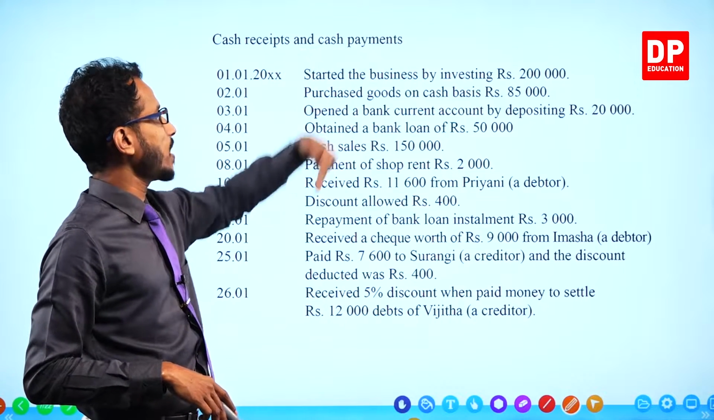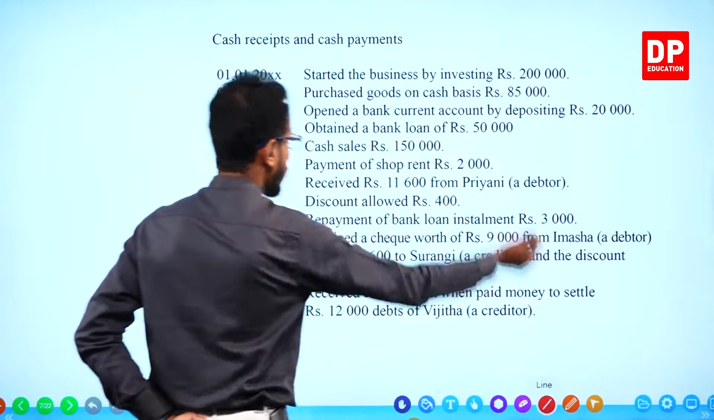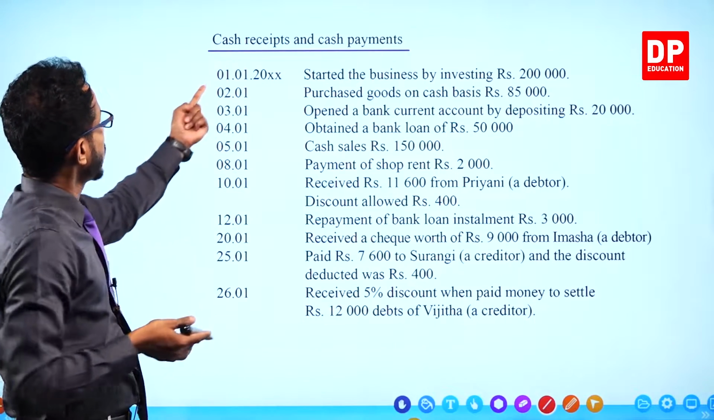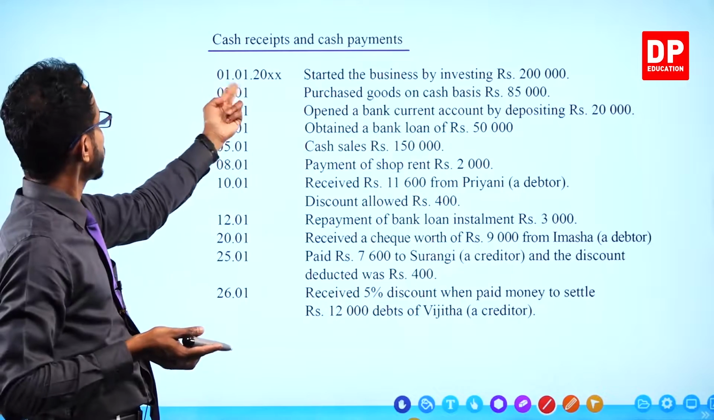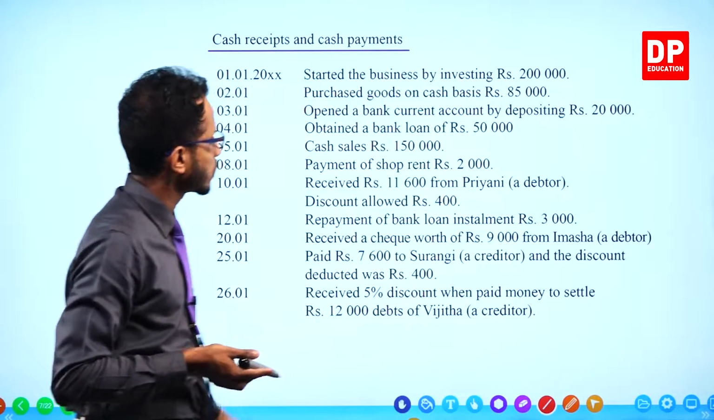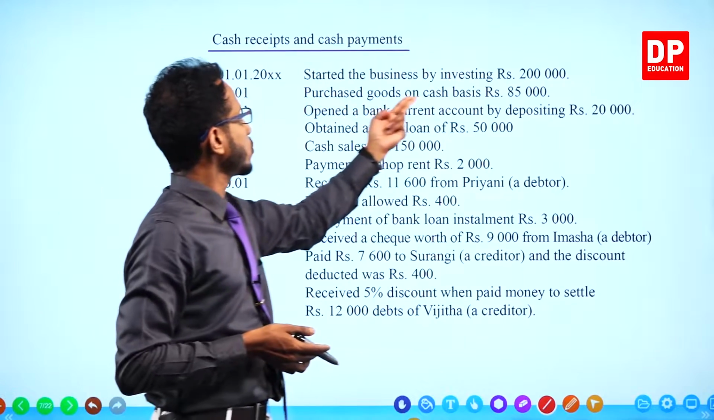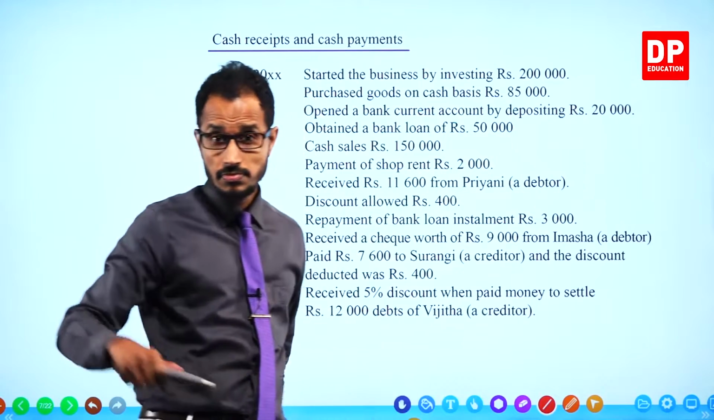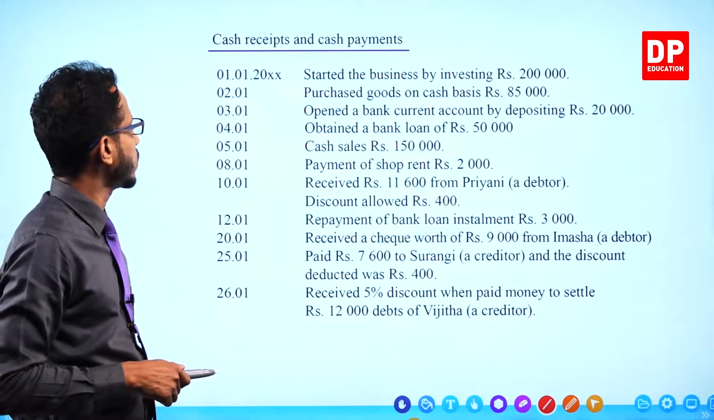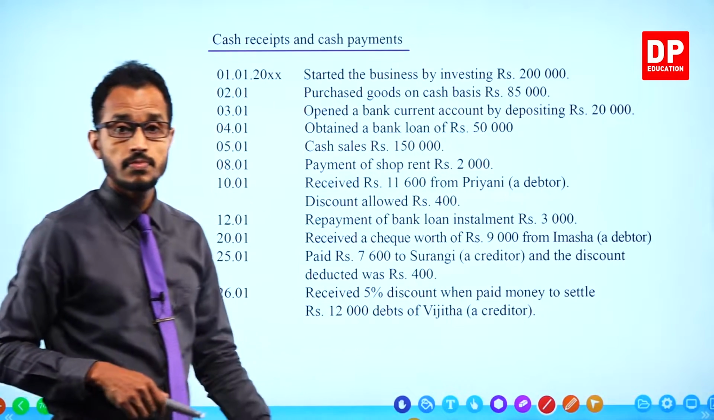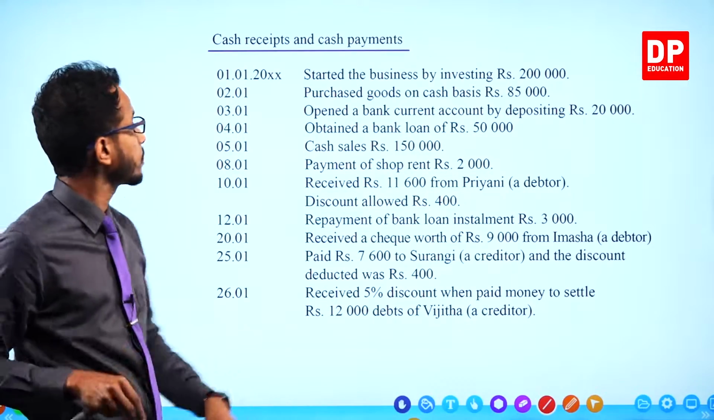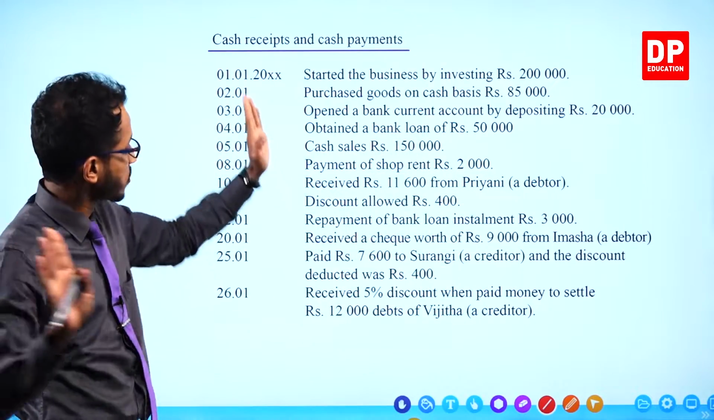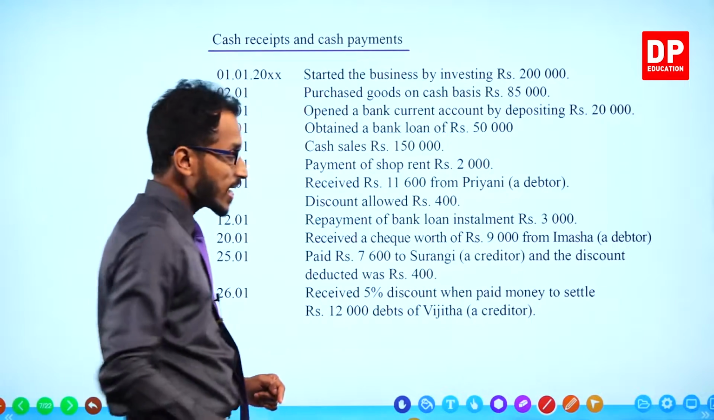Cash receipts and cash payments. We have a list of cash receipts and cash payments right here, with the dates. 1st of January, started the business. Capital invested, 200,000. Purchased goods on cash. Cash purchases. Opened a bank current account. Obtained a bank loan, a liability loan is taken. Cash sales, payments of shop rent, and so on. A lot of transactions.